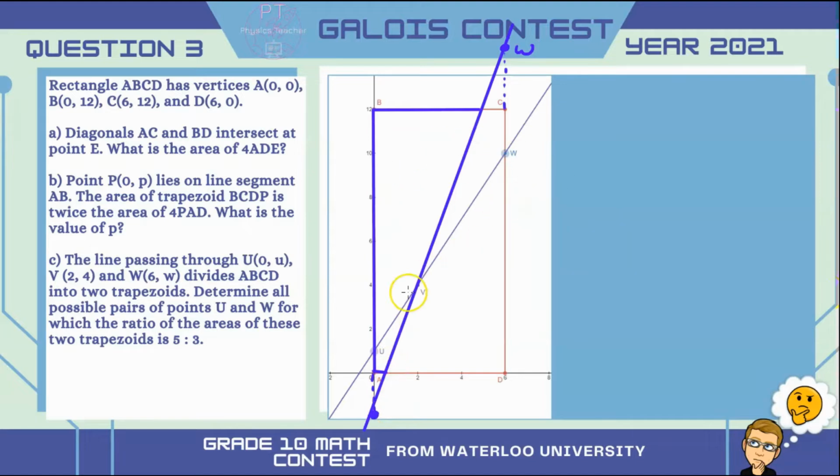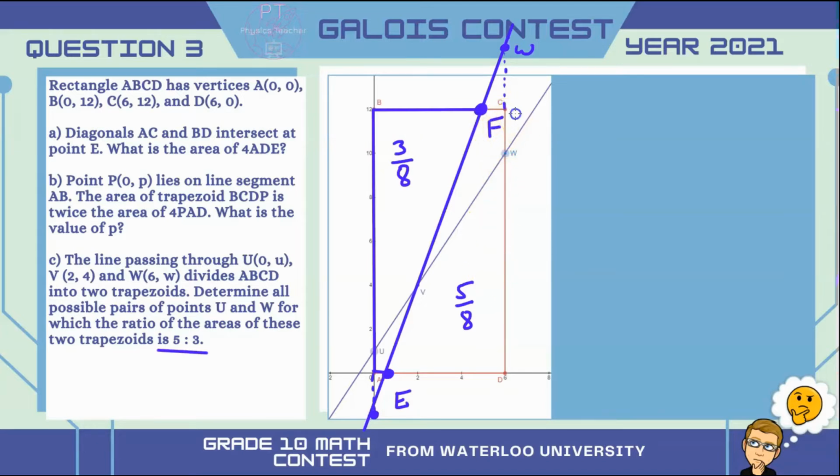Now the ratios are going to be the same, so our smaller trapezoid will be 3/8 the area of the total rectangle, and the larger one would be 5/8 of the total rectangle, to make sure that this ratio is still valid. Alright, so in order to solve this problem, we're going to need to know these two points where this line actually intersects our rectangle. So let's call this point E and this point F.